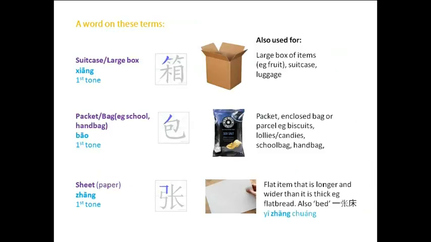Now a word on these items. 箱 is used for any large box, such as a suitcase, a luggage, or a trunk. So if you go bulk buying and you want to say you bought a large box of fruit, you can say 一箱水果, meaning one large box of fruit. 包 is any packet or bag that is enclosed. It can be used to refer to food, or school bag, or handbag.